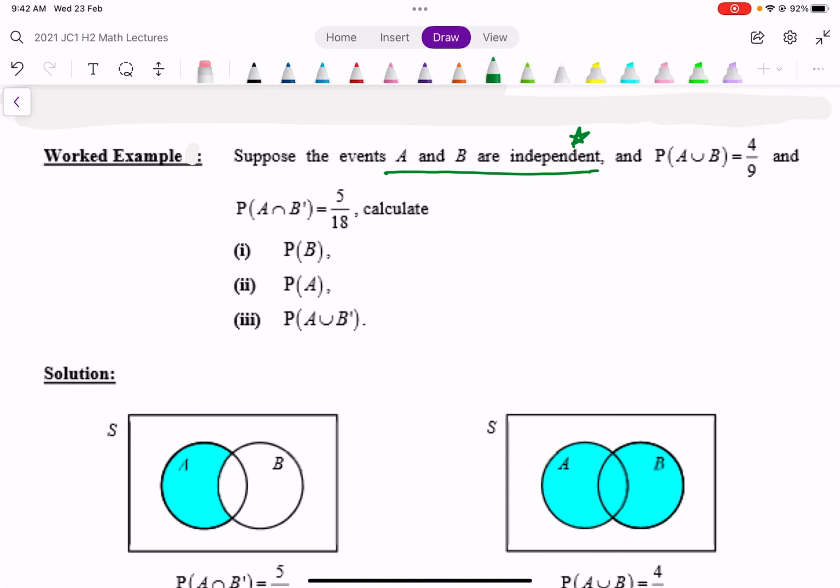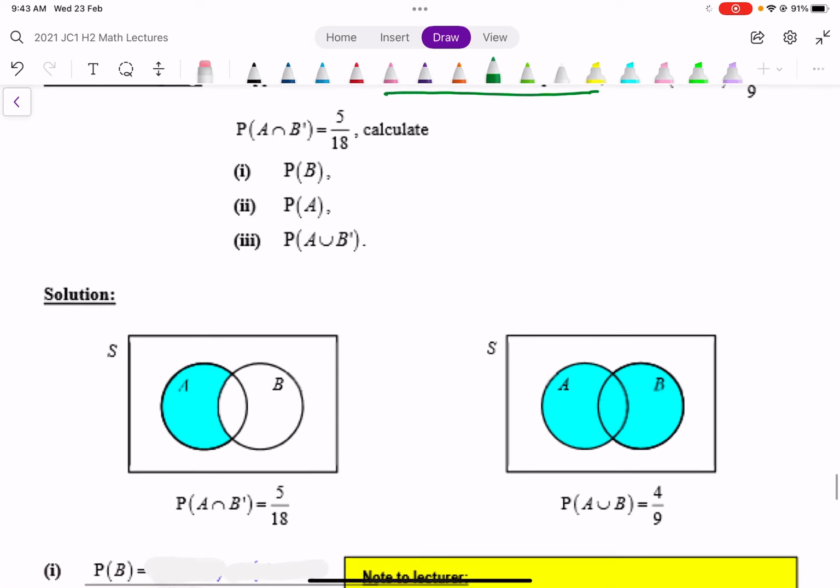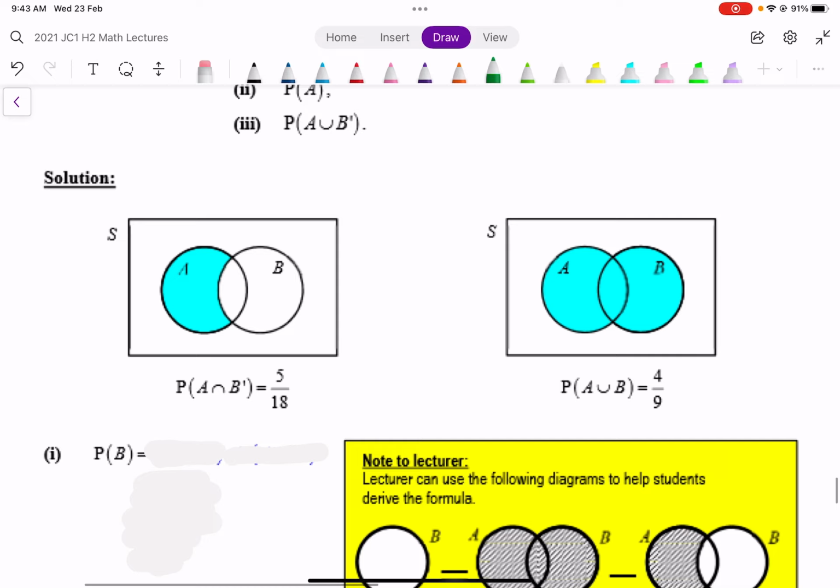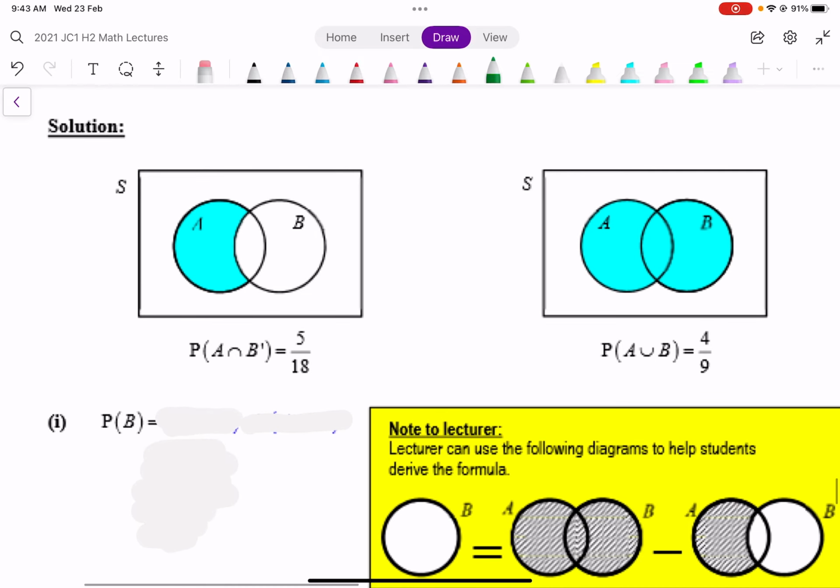Okay, so the trick here is this. The probabilities that are given to you, try and represent them using a Venn diagram. As you can see here, I have A intersect B prime, which is the blue shaded region in the first diagram, and then I have A union B, which is the blue region shaded in the second diagram. So you draw them separately.